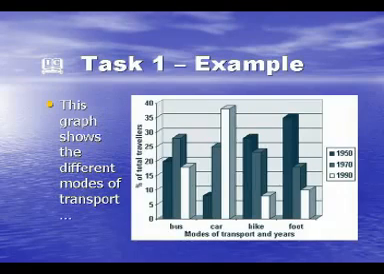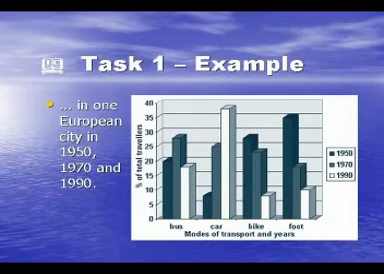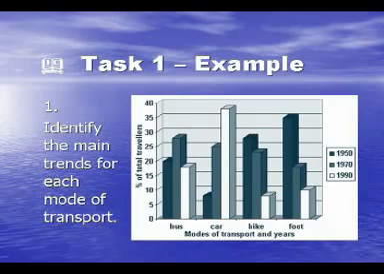So what do we have? We have a column graph which shows 4 modes of transport which people used to travel to and from work in one European city in 3 different years: 1950, 1970 and 1990. How should you approach a task like this one?